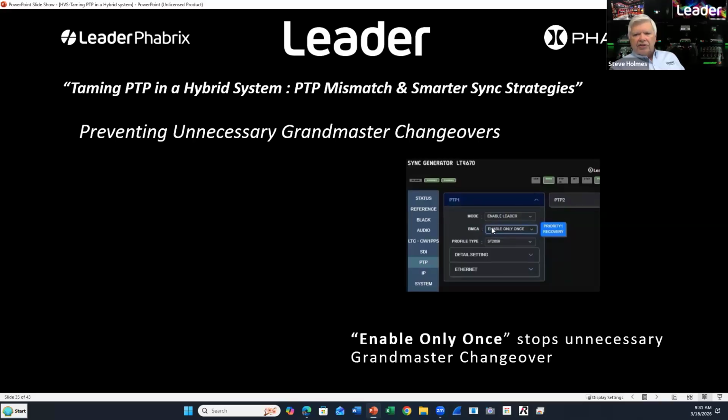Enable BMCA only once in the SPG. That way, it's going to act exactly as the ECO did and only walk itself over one time, so that you can go and investigate, why did it walk? Or was it the SPG failure on black or test signals that caused the PTP to come over with it, so that now you can do maintenance on that system.